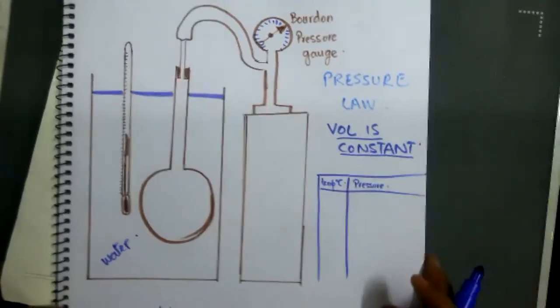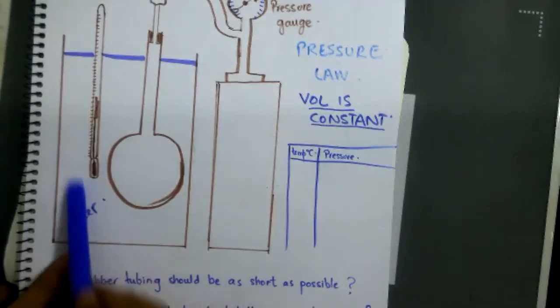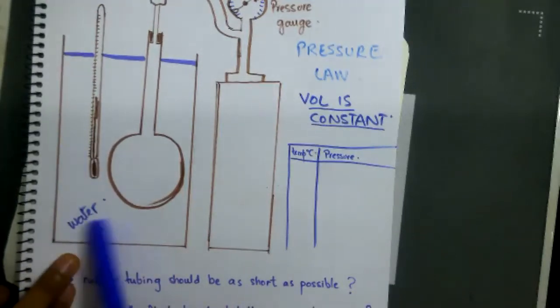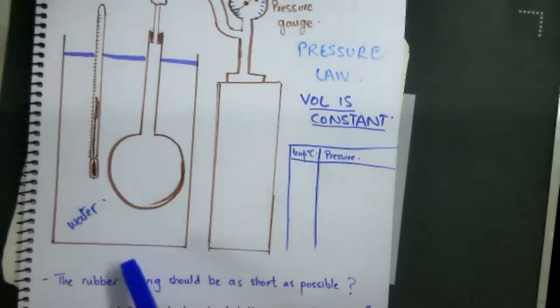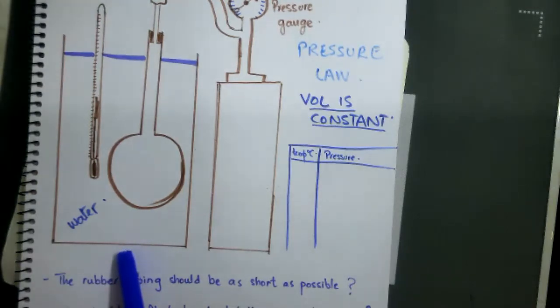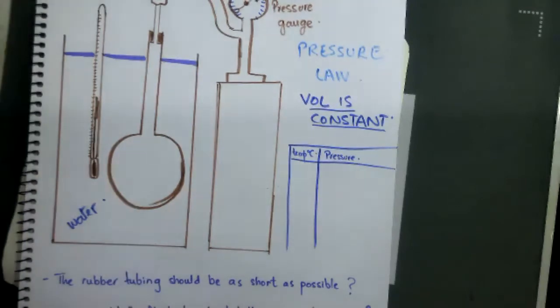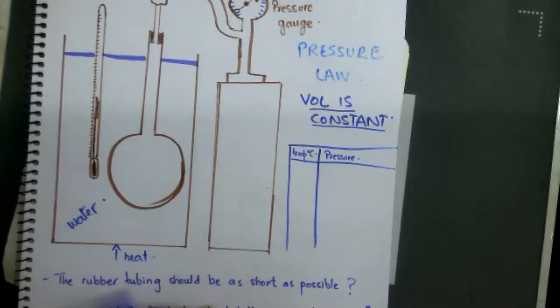Again, you can vary the temperature by providing it with a heating source, by heating it up. I think they should have shown heat here, because otherwise how would you change the temperature? There has to be some heating.